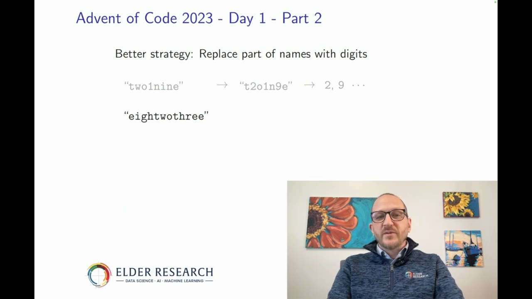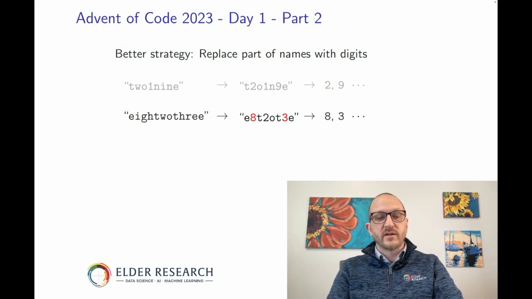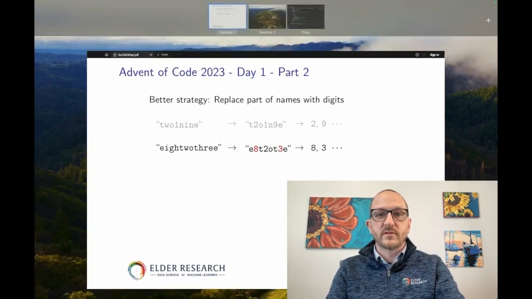The nice thing about this little hack is that it doesn't matter whether I replace the 8 first or the 2 first, I will end up with this string of E8T, T2O, and so on. Then when I apply my previous solution, I will get 83 as hoped. All right, let's look at some code that does this.